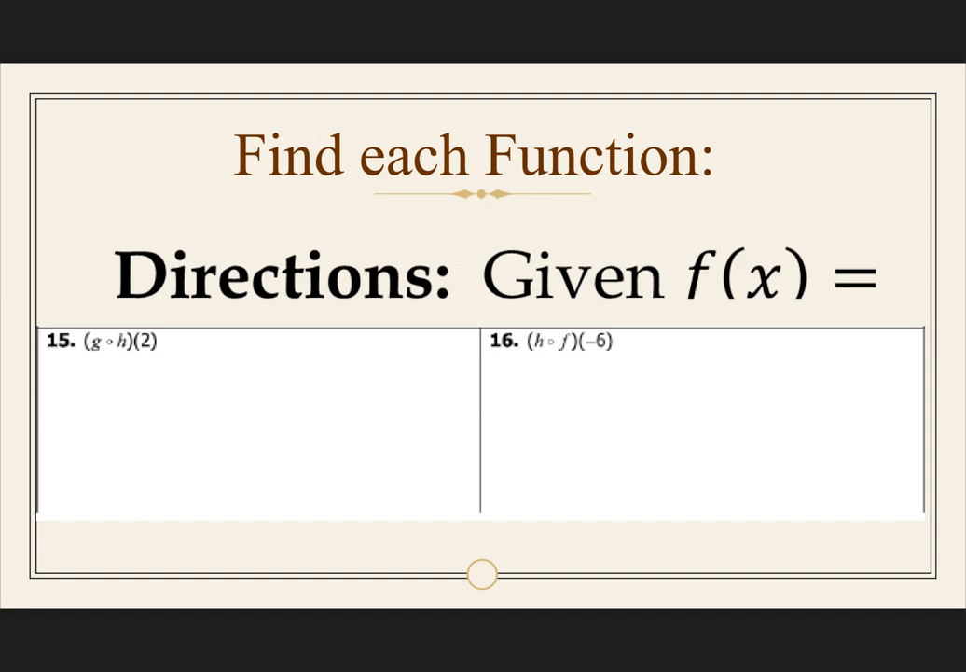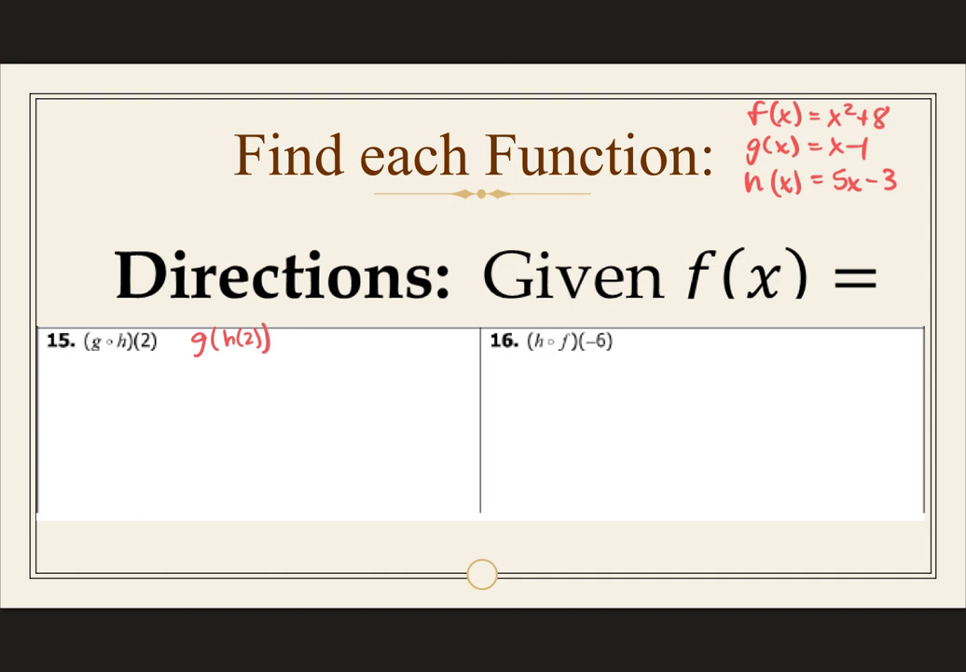Okay, one more time. So we've got f of x is equal to x squared plus 8. g of x is equal to x minus 1. And h of x is 5x minus 3. Now this time we're going to put in numbers. So what I would have before was g of h of 2.